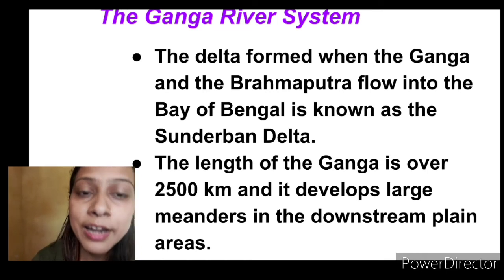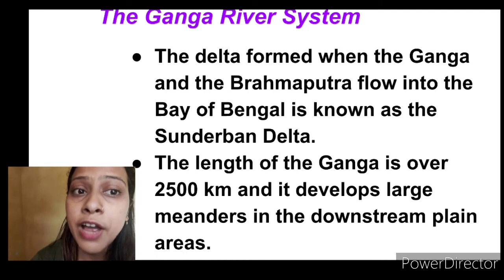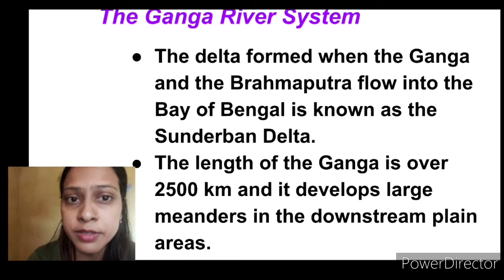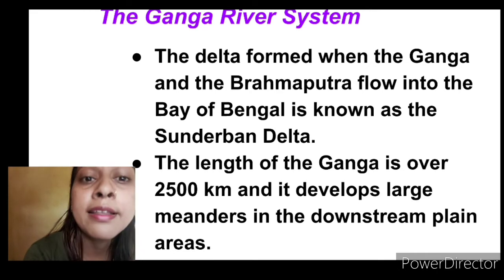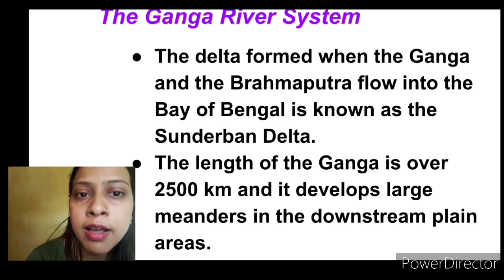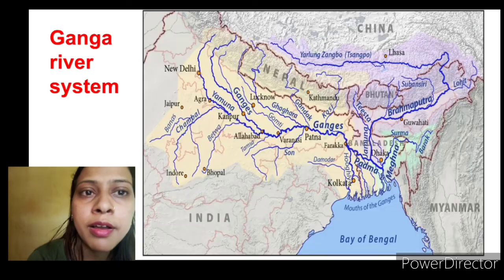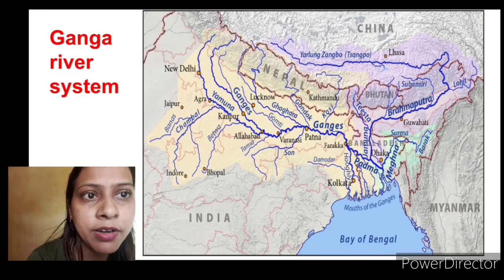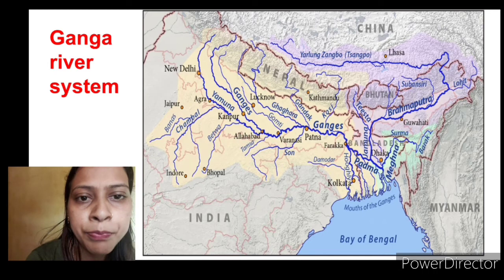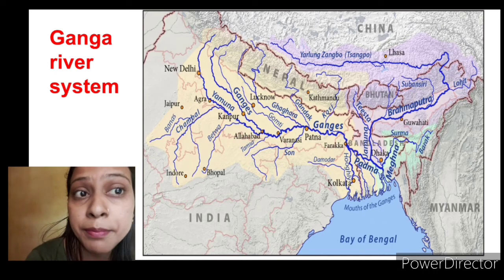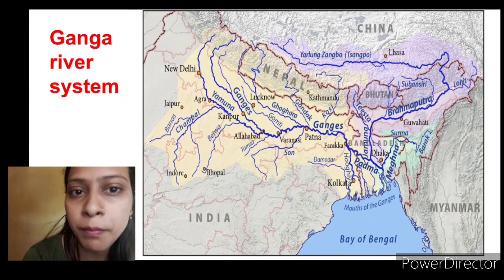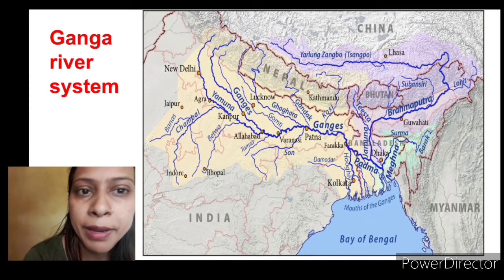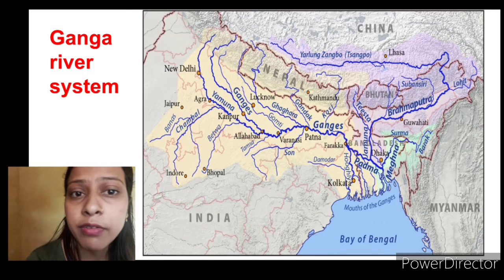and the length of the Ganga River is about 2500 kilometers, and it develops large meanders in the downstream plain areas. Meanders means the wave-like structure it follows while flowing. So river Ganga flows in meanders. If you see river Ganga, various small web-like structures are found, though they are small on the map, but actually they are large meanders which are formed while flowing to the Bay of Bengal. Okay, so that is all about the river Ganga.